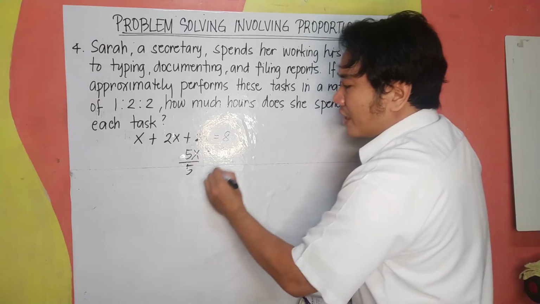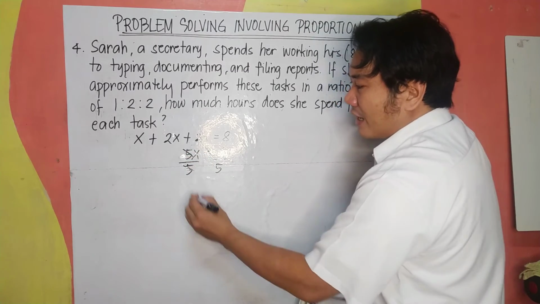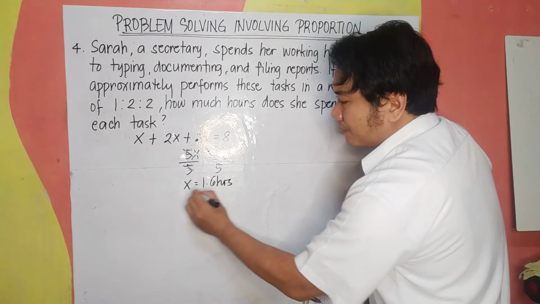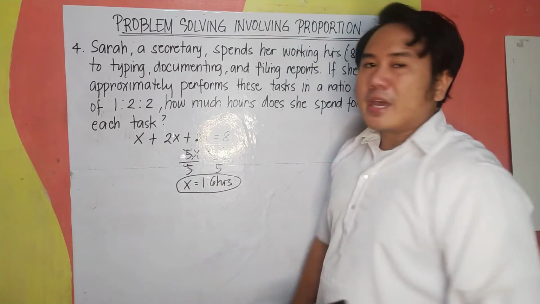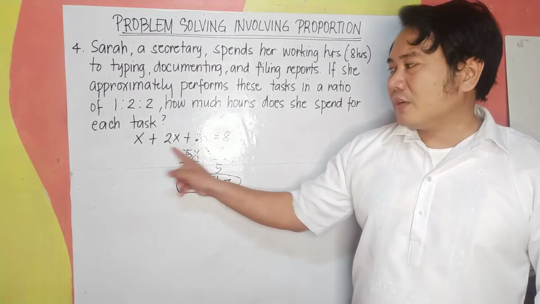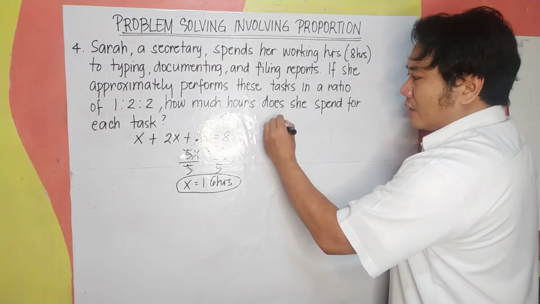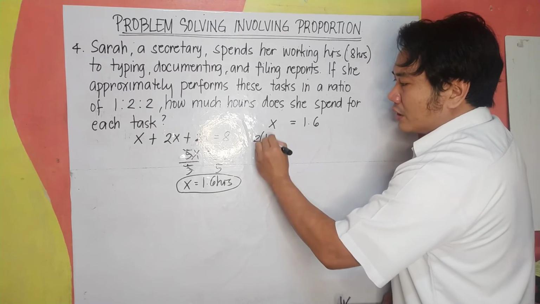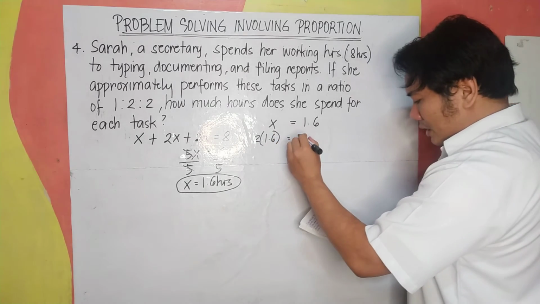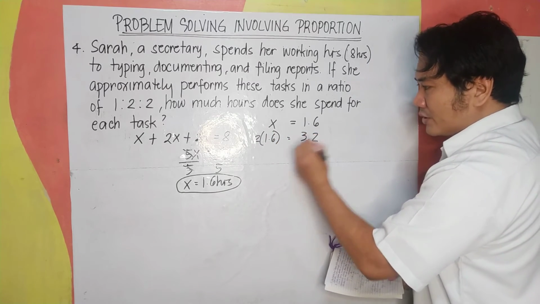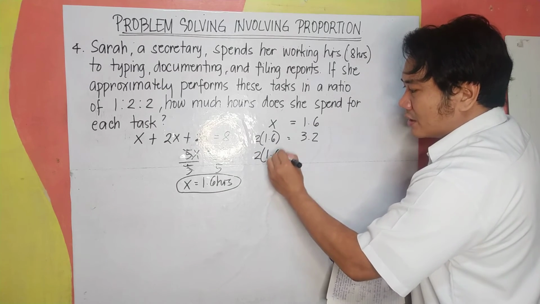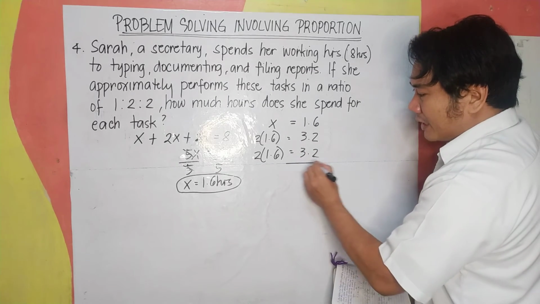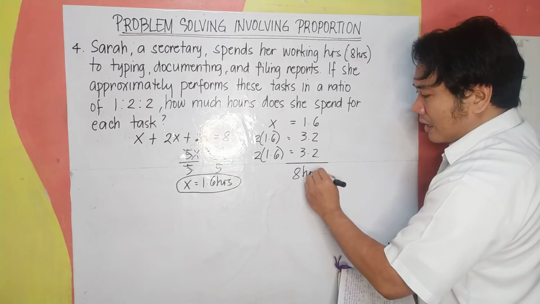Solving for x, we divide both sides by 5. To cancel 5, x here is going to be 1.6 hours. This is our x. Then, we will substitute the x to the individual ratio. So, you have the x there. So, meron ka na lang 1.6 here. 2 times 1.6 is 3.2 hours. And then, another 1.6. 2 times 1.6 is 3.2. So, dapat pag inadd natin to, this is equal to 8 hours.